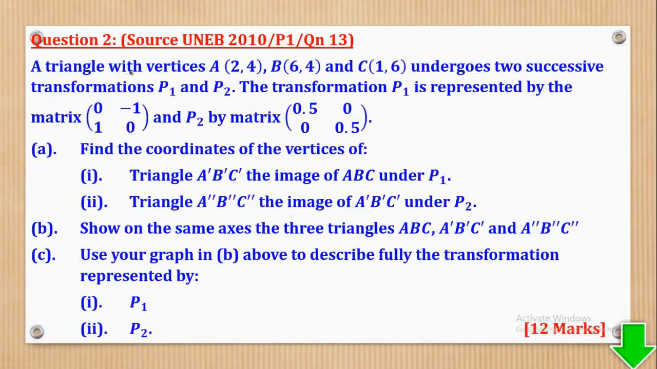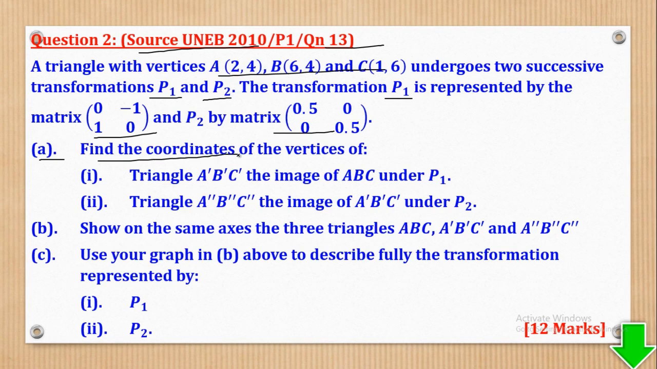Then question 2 came from UNEB 2010, paper 1, question 13, and says a triangle with vertices this undergoes 2 successive transformations P1 and P2. The transformation P1 is represented by this and P2 by this.